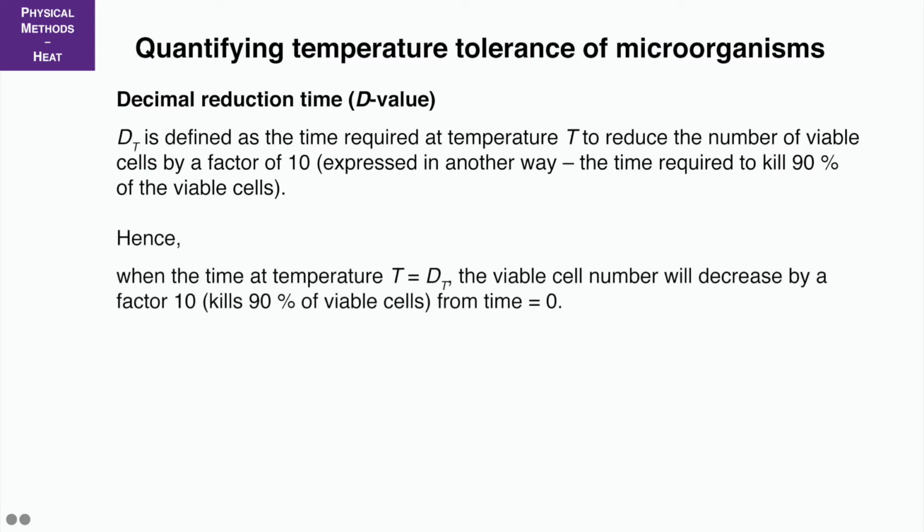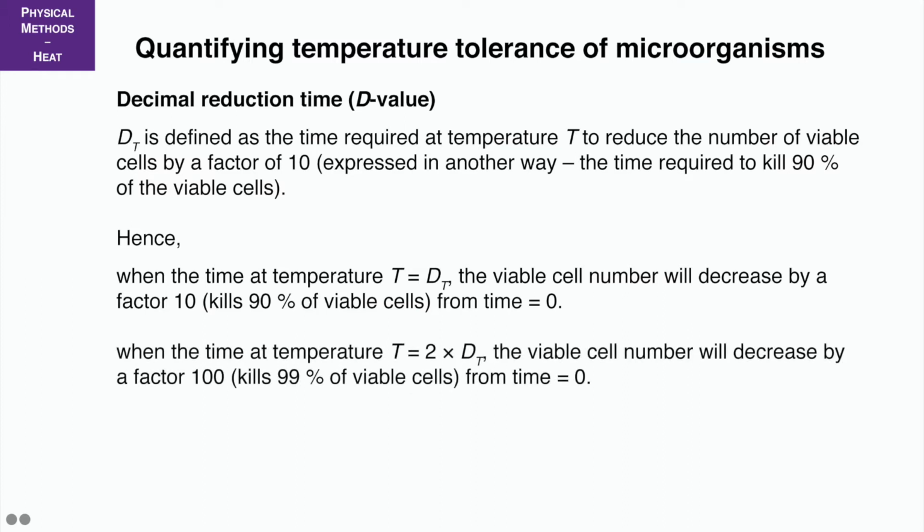This means that exposing a specific microorganism to the same temperature as indicated by the subscript of the D-value for a period of time that equals the decimal reduction time, the number of viable cells will decrease by a factor of 10, i.e. a 90% reduction.